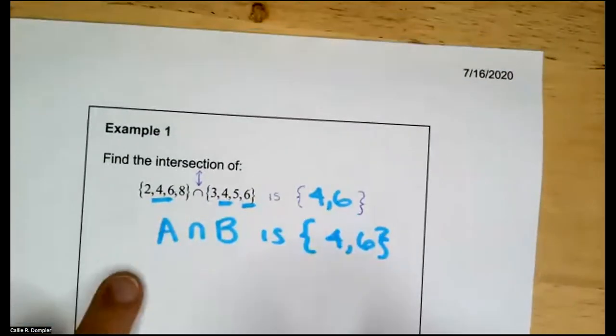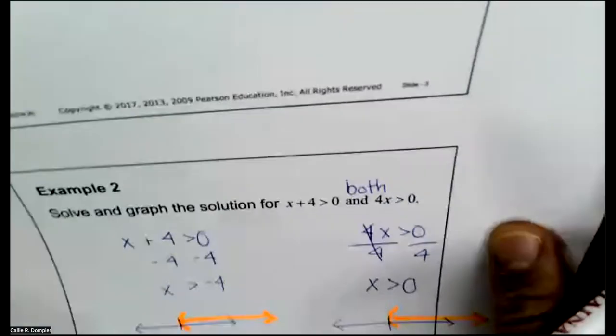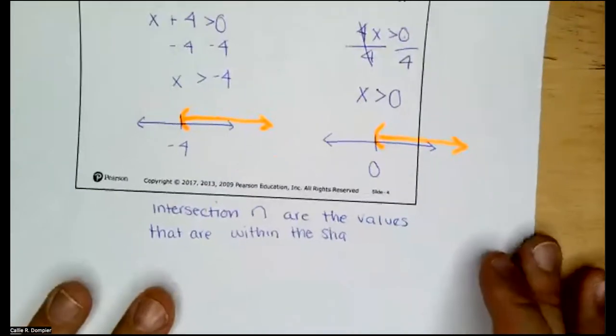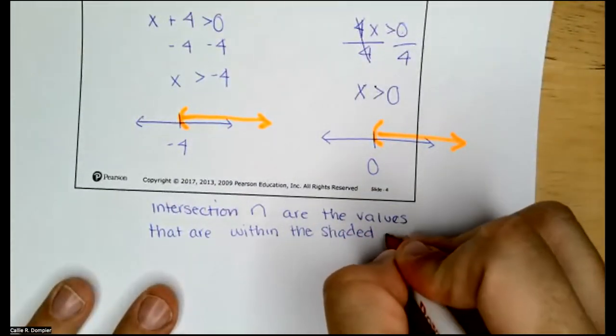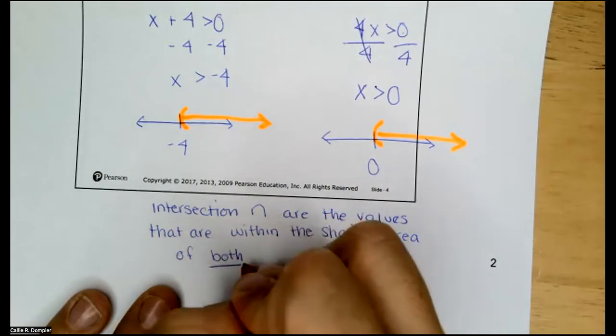Good. So the intersection, just like here, 4 and 6 had to be in both groups for it to be part of the intersection. When you have graphs, the intersection is the values that are within the shaded area of both number lines.